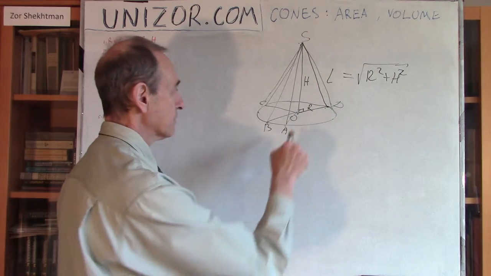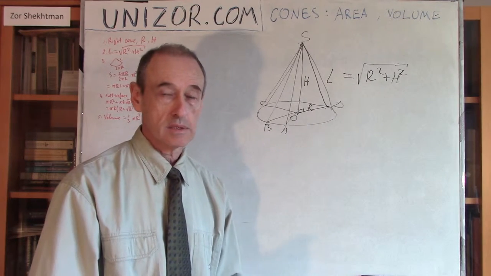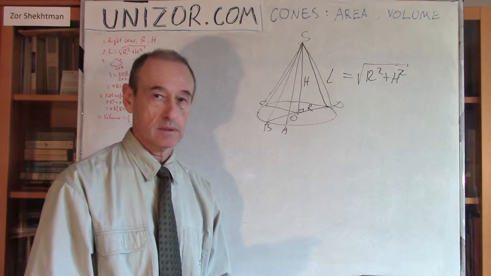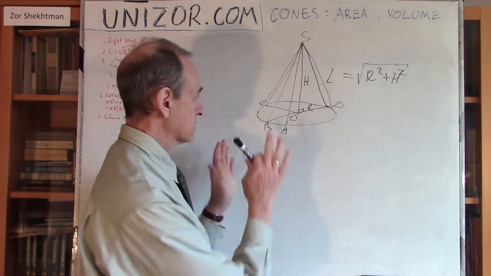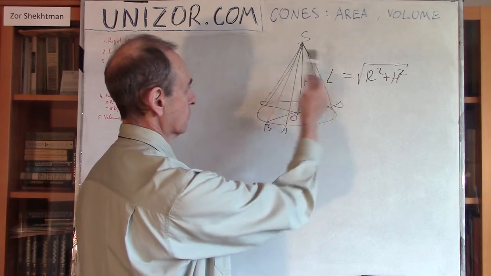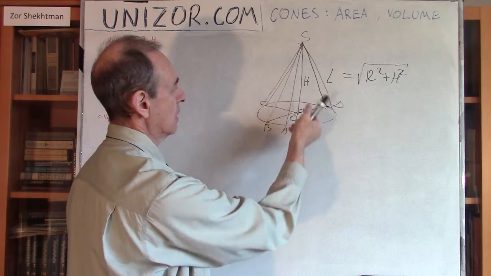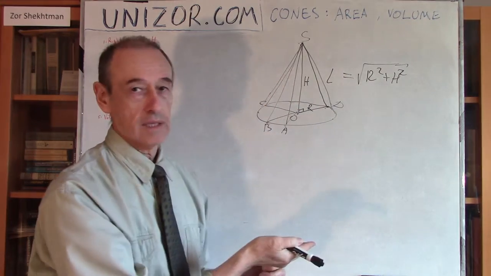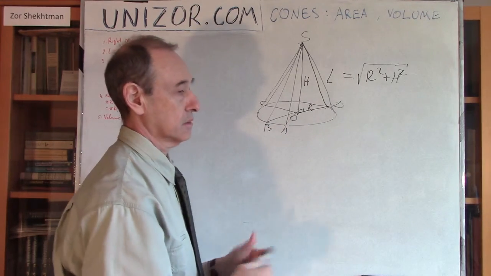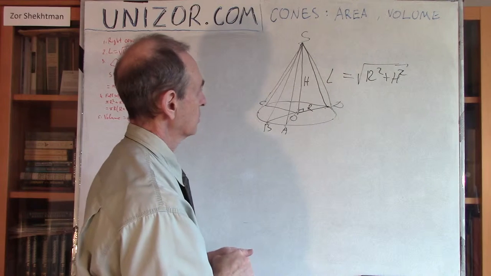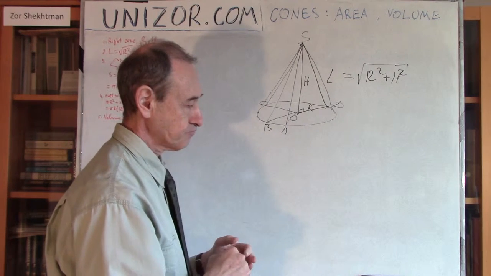Now, in terms of these R and H, we would like to express the surface area of the cone and the volume. All right, so surface area of the cone. Well, let's first of all talk about the side surface, the area of the conical surface, because obviously we can always add the area of the base, pi r squared, without any problems. So, the area of the side surface.